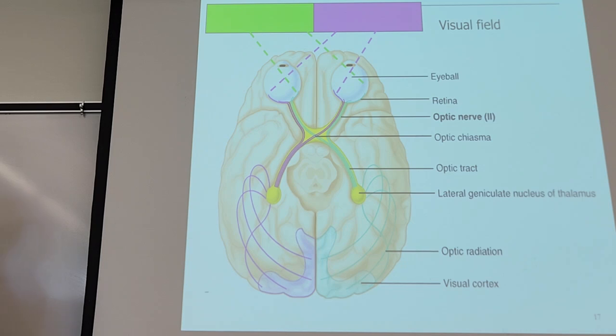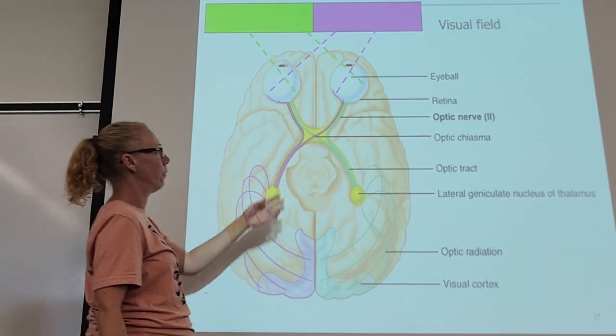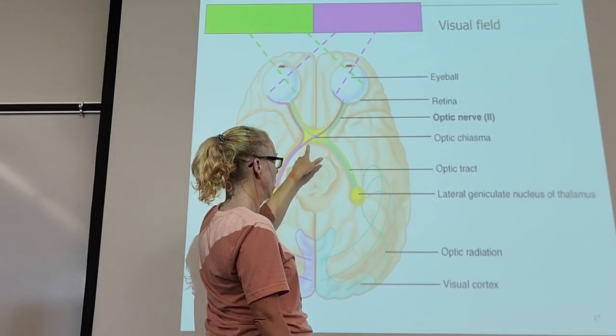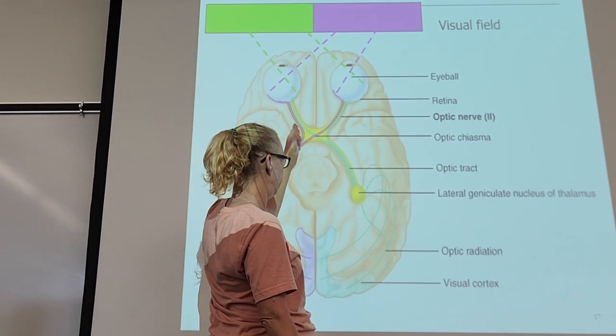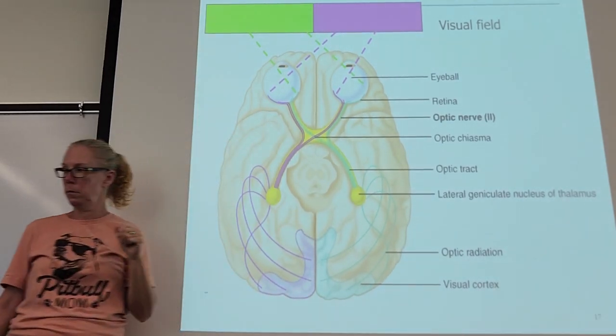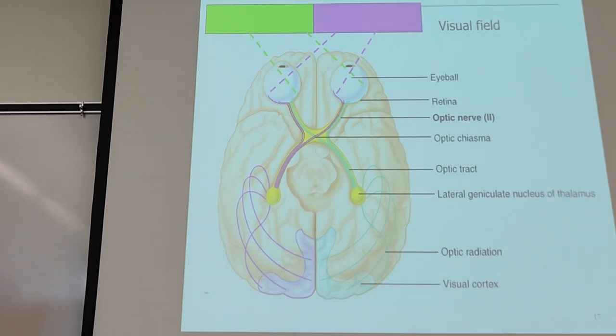Okay, this is just adding some dotted lines to kind of drive home the fact that the medial fibers cross over, the lateral fibers stay on the same side. Okay. Questions about that?